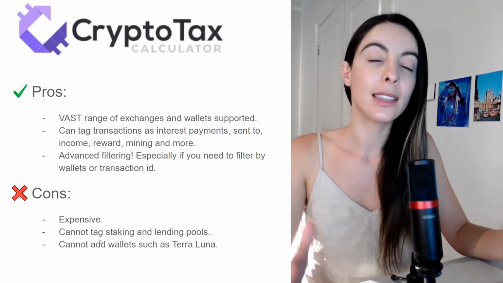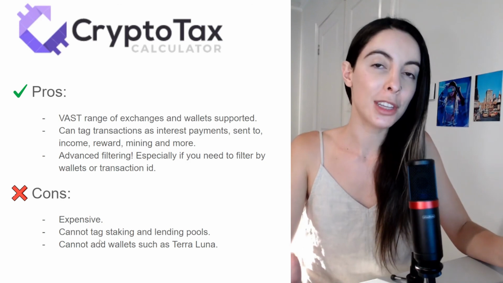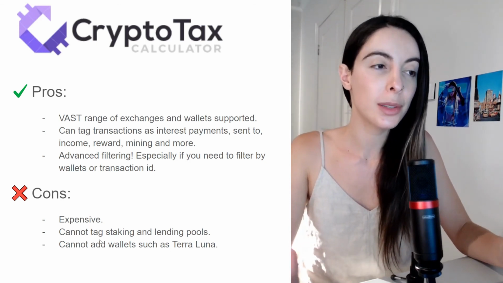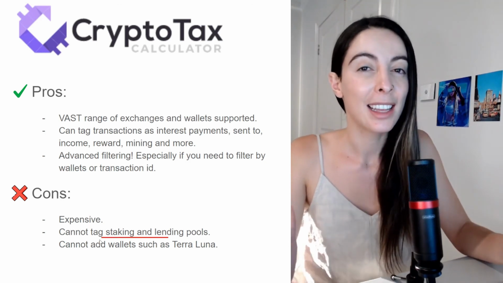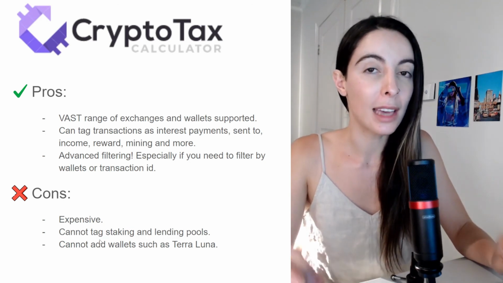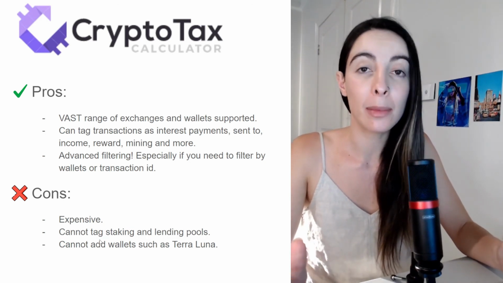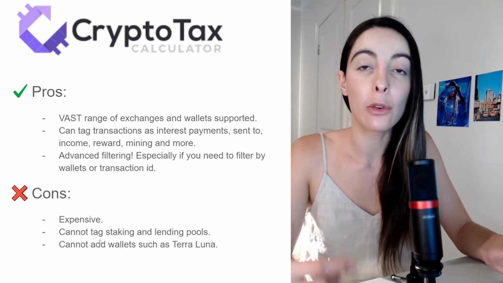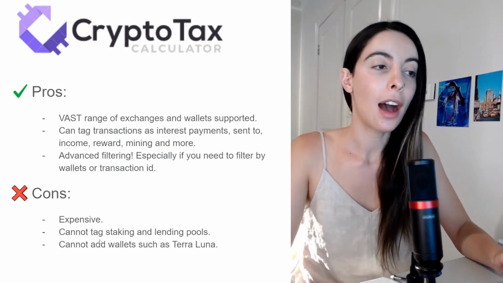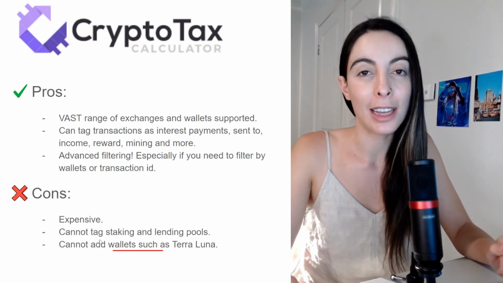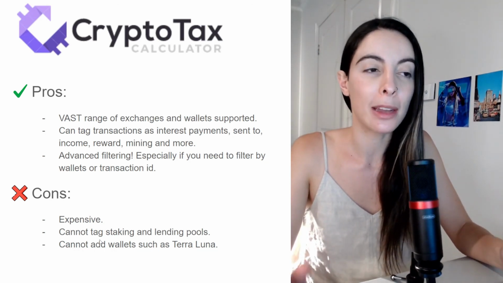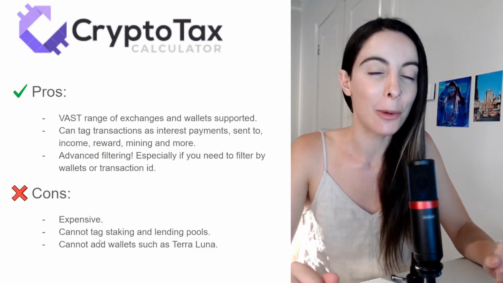The cons is that it's quite expensive, especially if you have over 10,000 transactions. You can't tag staking or lending pools yet, but I did email them and they told me that they're working on implementing a tag for staking and lending pools. And lastly, you can't add Terra Luna wallets yet. You have to manually import that, but I'm sure they're working on that one.